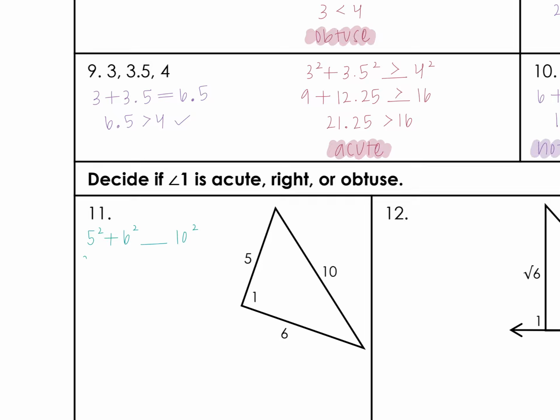Okay, so 5 squared is going to give me 25, plus my 6 squared, which is 36, and then my 10 squared, which is 100. So when I add the 25 and the 36, I'm going to get 61, which we know will be less than my 100. So that means that this is going to be an obtuse triangle. But since we notice that angle 1 is across from my largest side, we know that this angle here is the obtuse angle because of that reason.